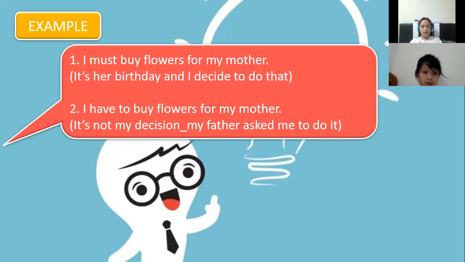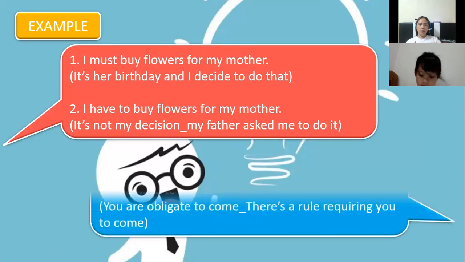I must buy flowers for my mother. It's her birthday and I decide to do that. I have to buy flowers for my mother. It's not my decision. My father asked me to do it. Okay. I must buy flowers for my mother. It's her birthday and I decide to do that. Okay, we already done with this.